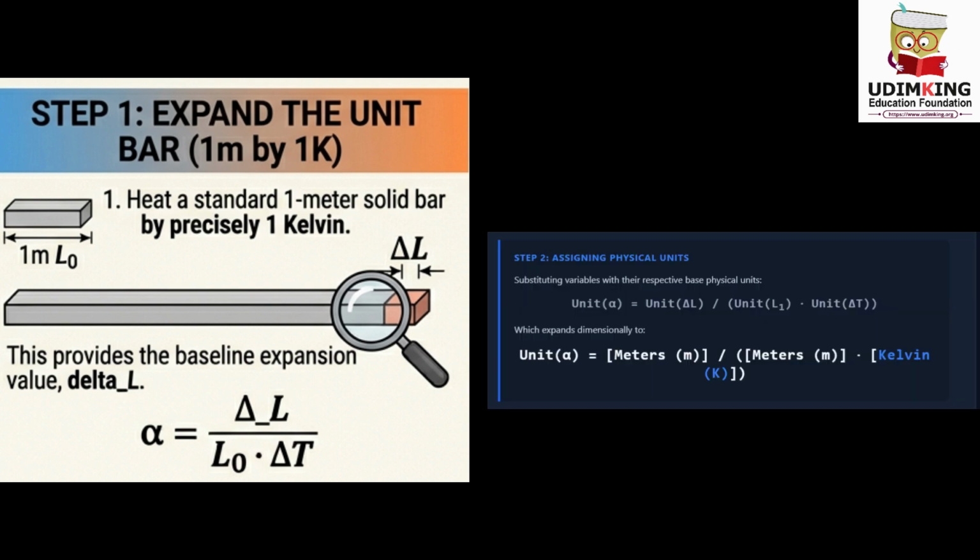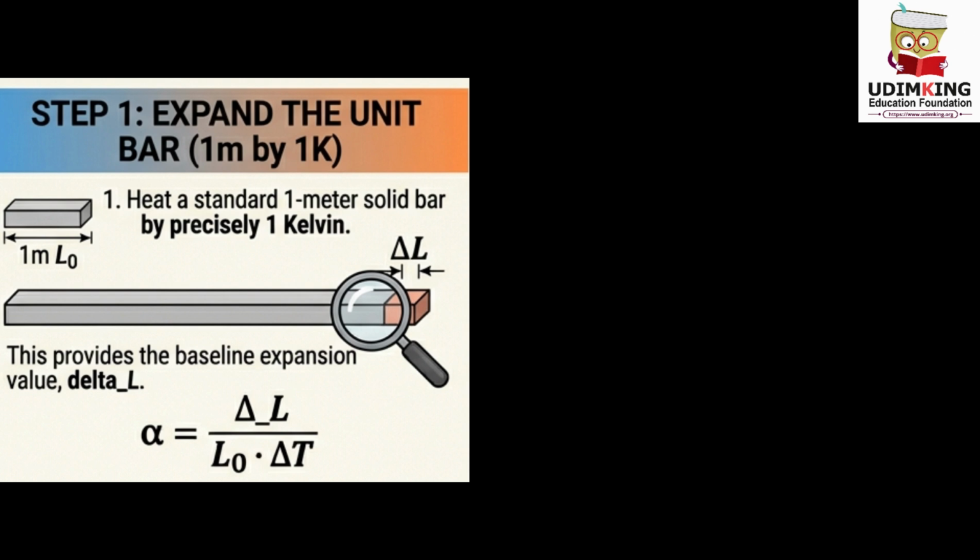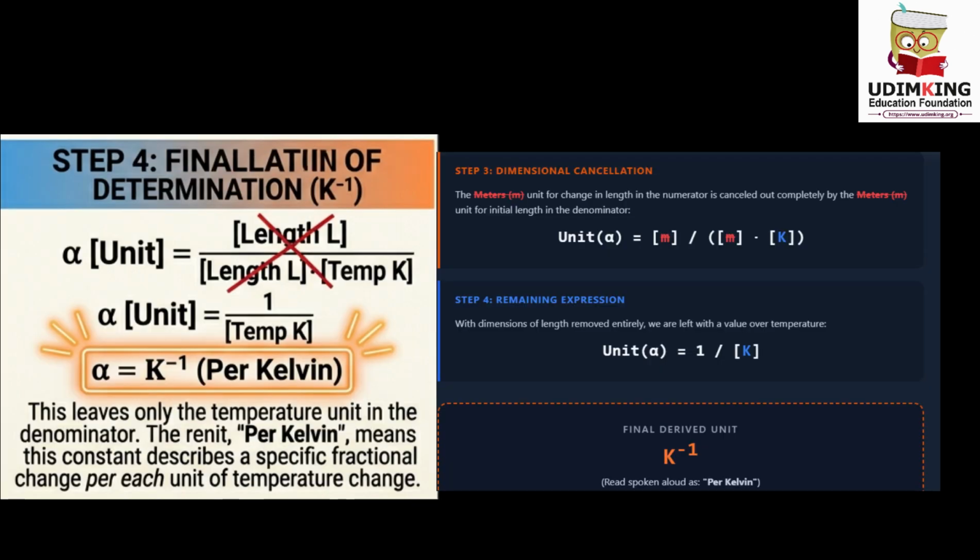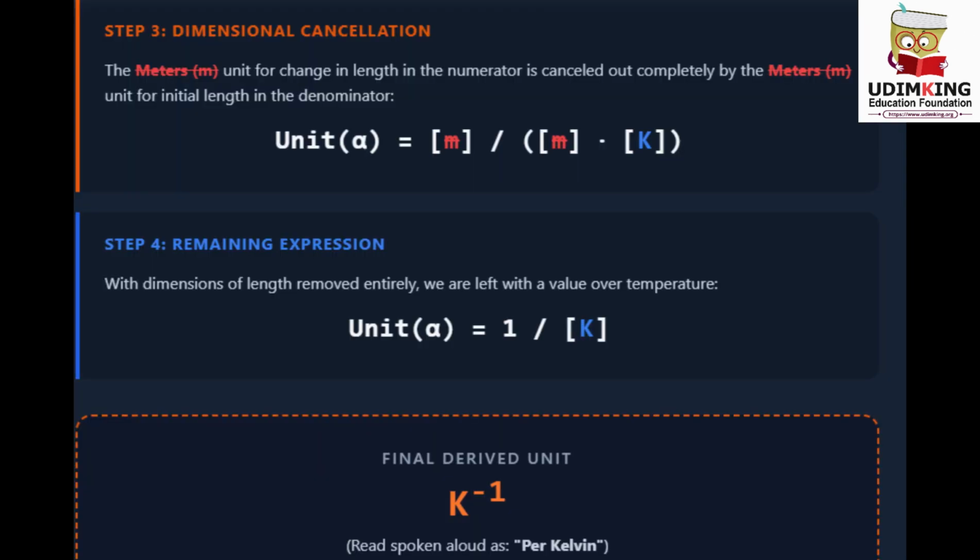Next, let's look at the bottom of our fraction, the denominator. Here, we are multiplying two distinct things together. First is the initial length of the metal bar, which is also measured in meters. Second is the change in temperature, which we measure in Kelvin. So, when we substitute all the actual physical units into our formula, we get a fraction that reads meters divided by meters times Kelvin. Now, look at what happens mathematically.